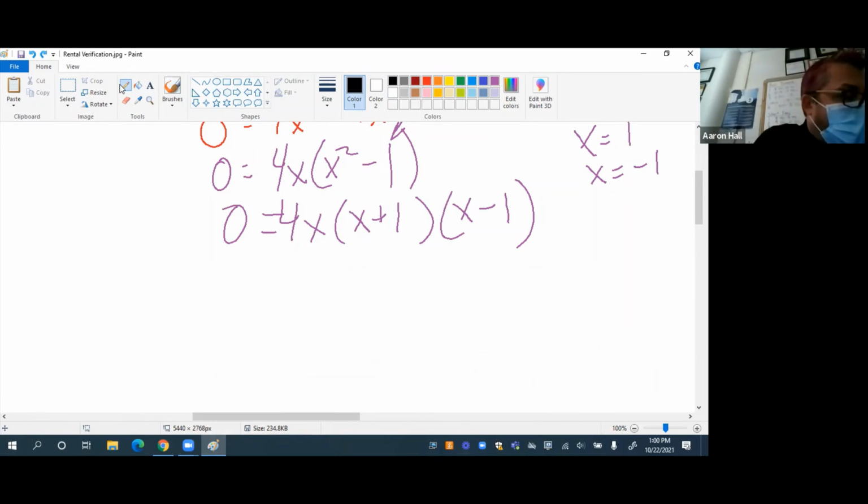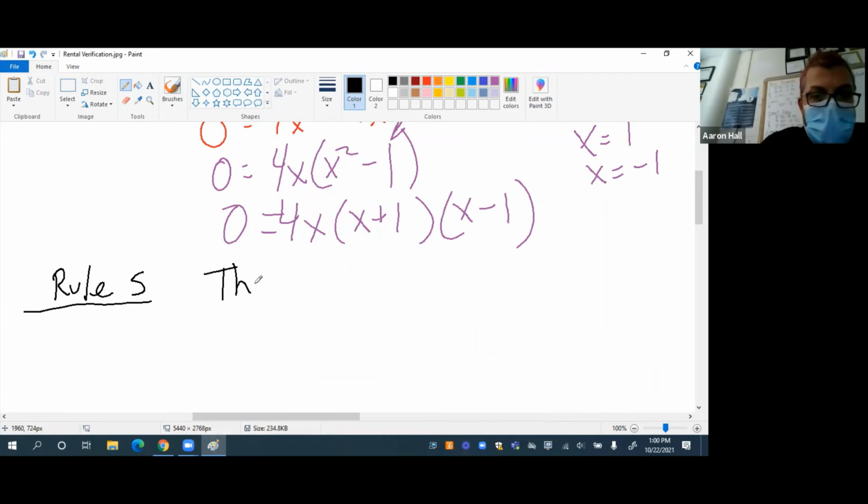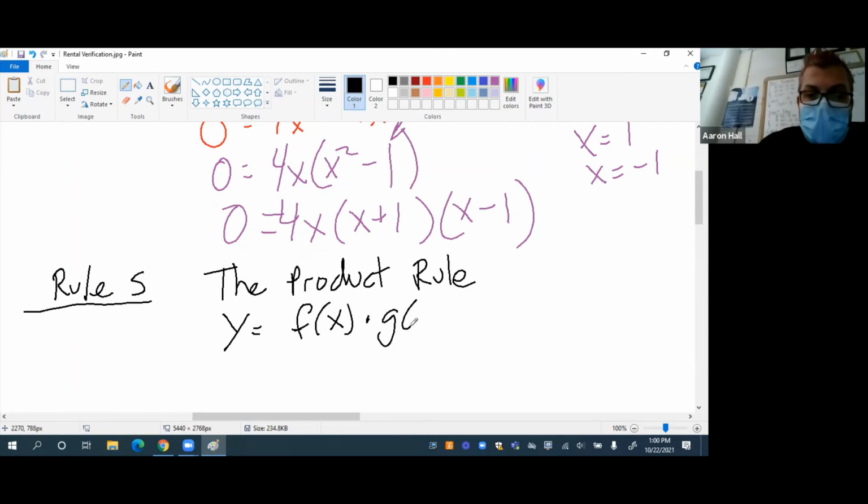Rule number 5 is called the product rule. What does product mean? Multiply. So if I have y equals f of x times g of x, we have two functions. My function is made up of two functions, a linear and a linear, or a linear and a quadratic, or a linear and exponential, or whatever else.